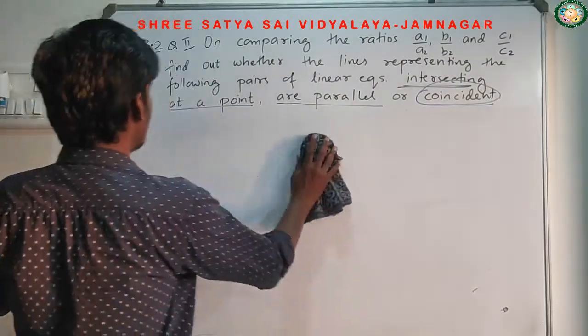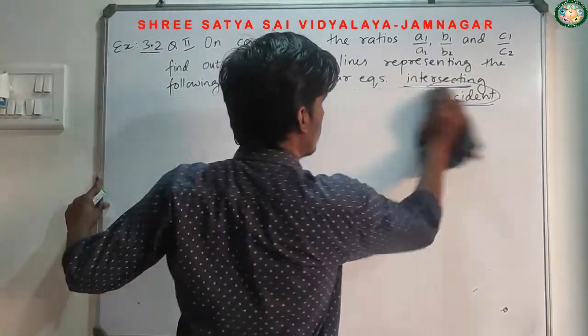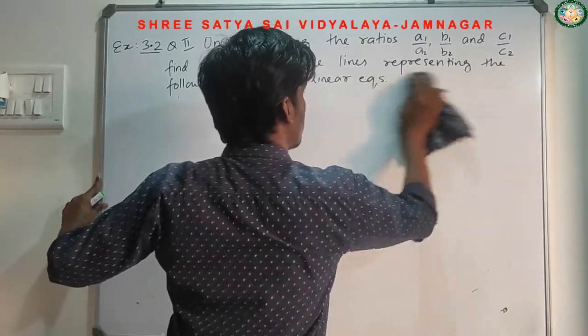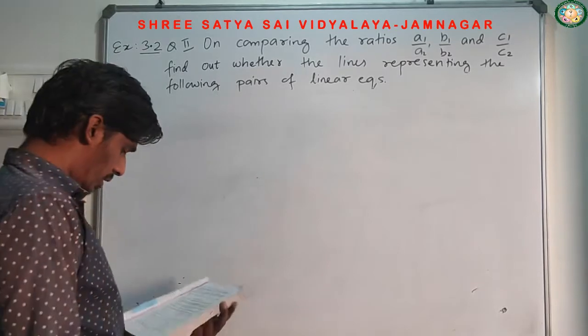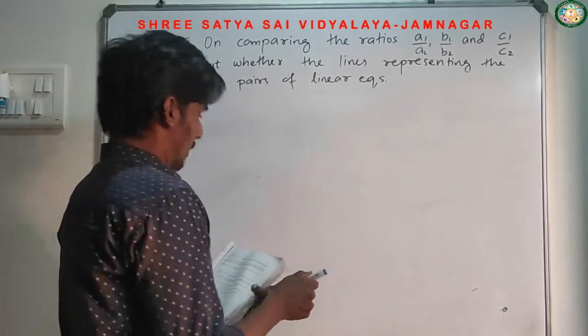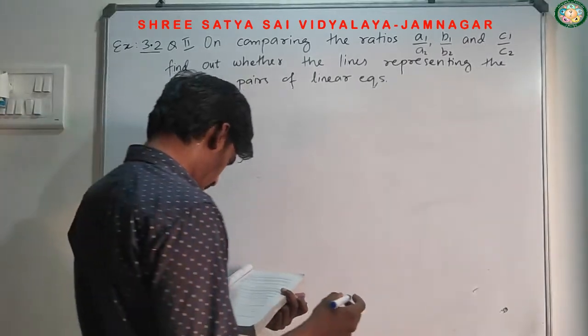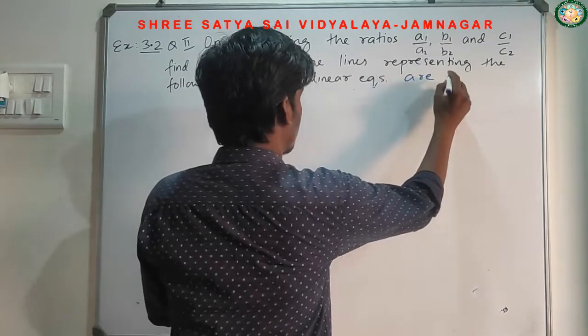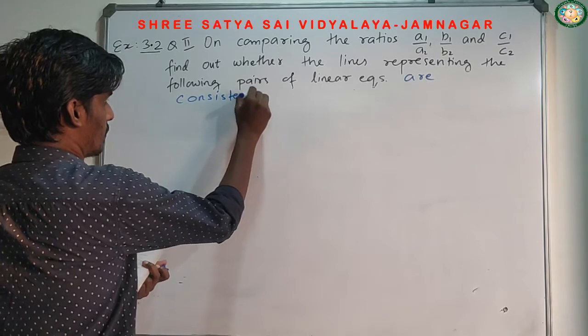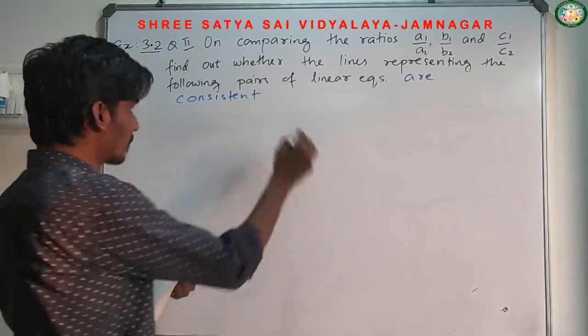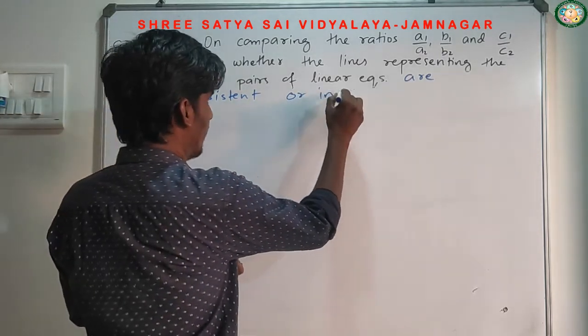Now here, instead of this option, we're going to change the question. Question number 3: Linear equations are consistent or inconsistent.